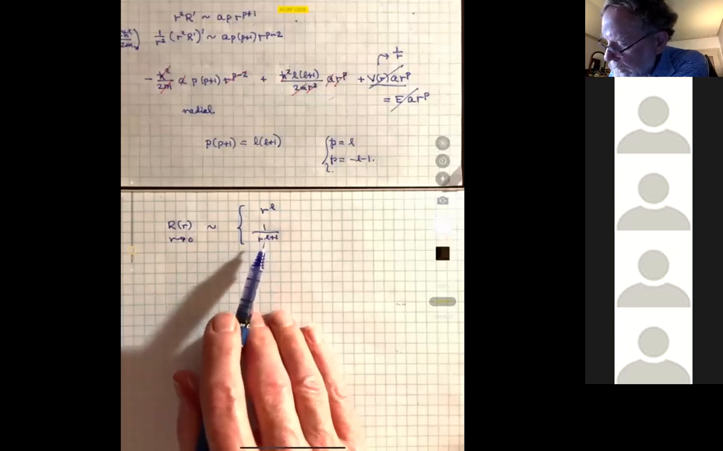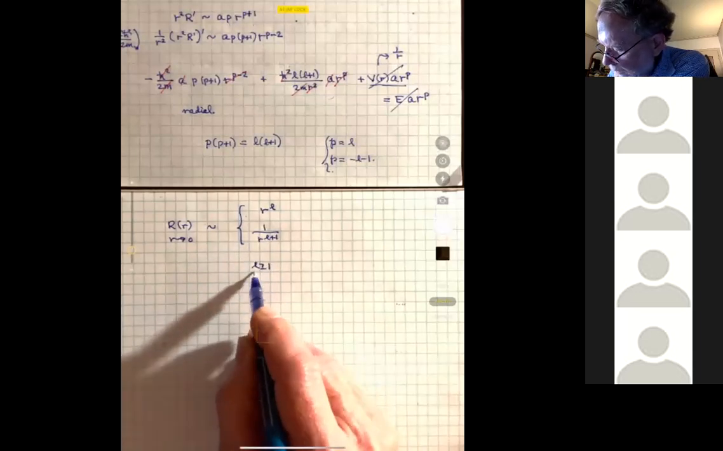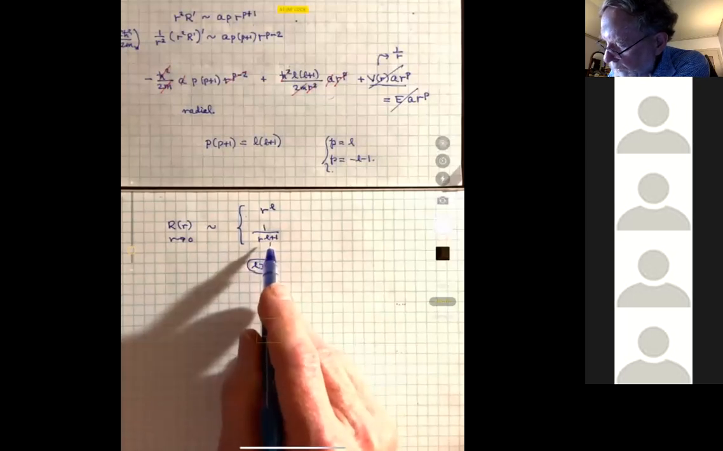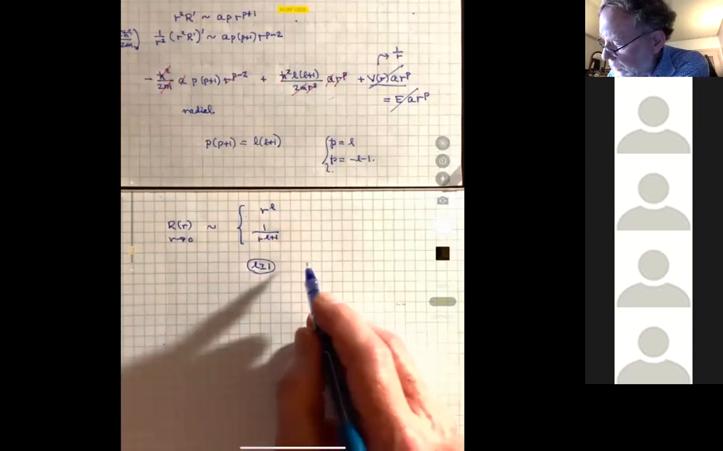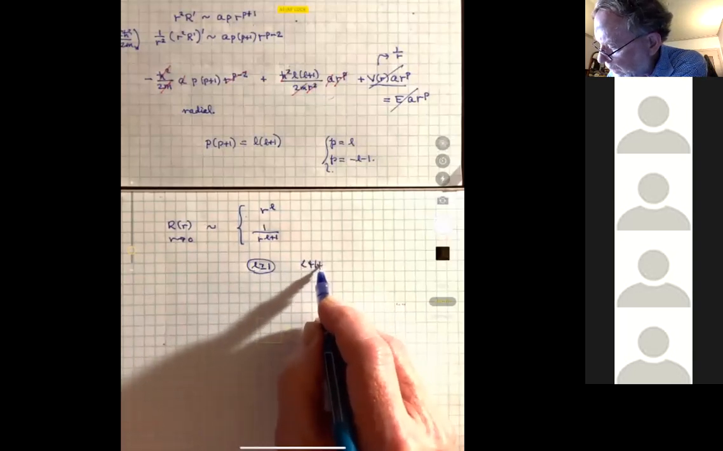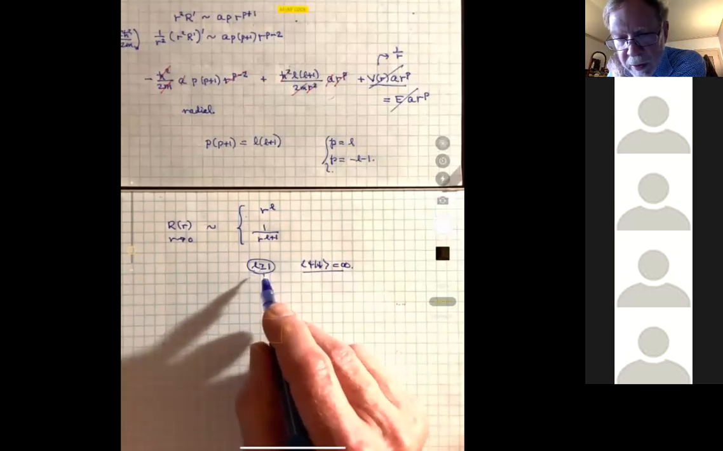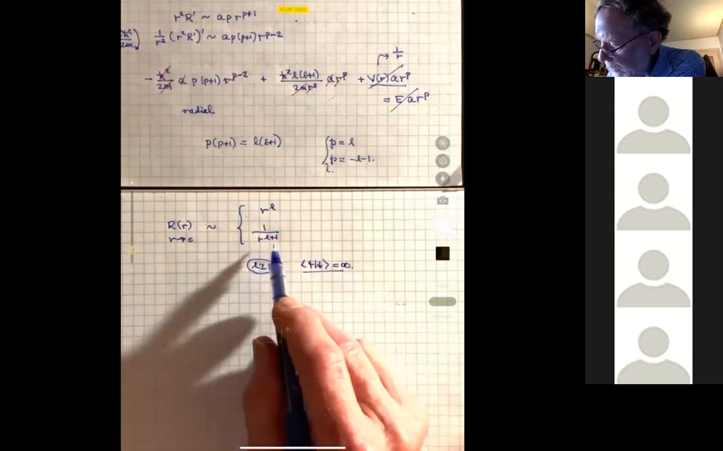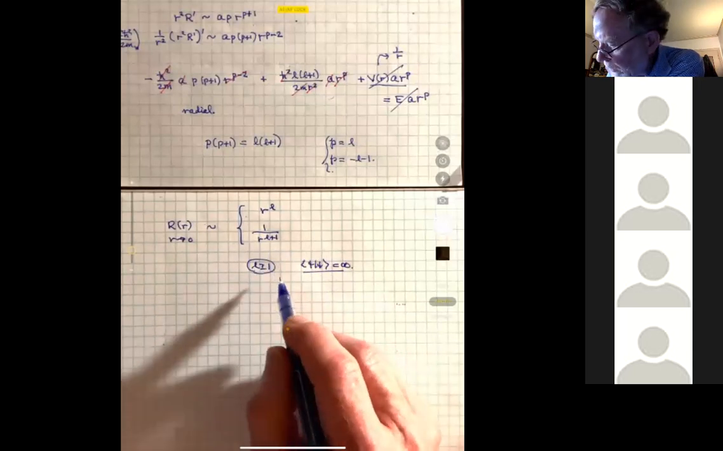And so 1 over r to the L plus 1 diverges at the origin. If you take the case L greater than or equal to 1, this goes at least as 1 over r squared, which means when you square it to get the probability, you get 1 over r to the 4th. And that gives you a non-integrable singularity at the origin, which means that the scalar product of the wave function with itself is going to be infinity because of the divergence at the origin. And so this has to be rejected because you can't normalize the wave function. You have an infinite amount of probability at the origin.